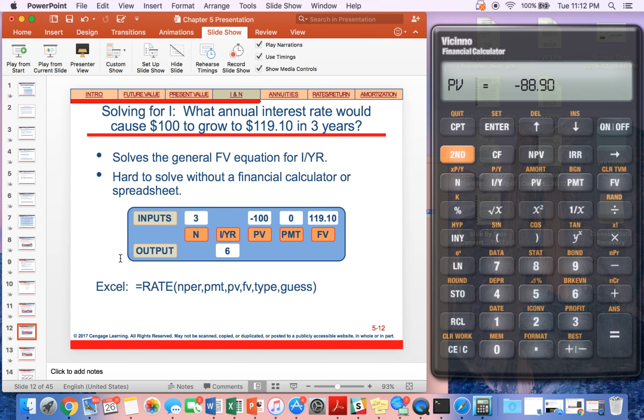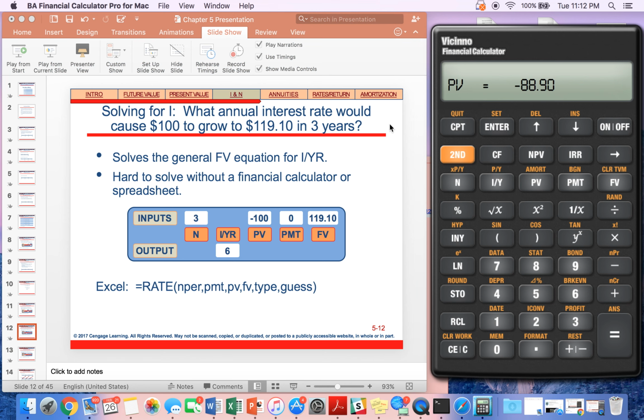So let's go ahead and move on. Let's go ahead and solve for I. I is your interest rate. So, as complex as all these inputs might seem, or as simple as they may seem, you can solve for all of them on this calculator, and that's what's so nice about the BA2 Plus. So let's go ahead and assume that we have to find out what the annual interest rate is that would cause $100 to grow to $119.10 in 3 years, okay?